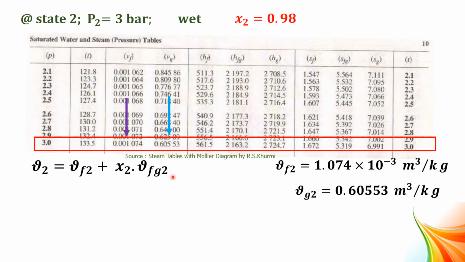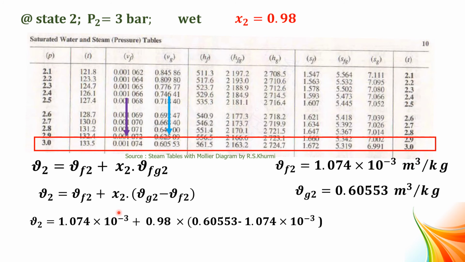So in the formula we have the value of Vfg. Vfg value is not directly given in the steam table. So we know Vfg equals Vg minus Vf. Now substituting the values of X2, Vf2 and Vg2 in this equation, we get V2 equal to 0.59344 meter cube per kilogram. Now we have to substitute the values obtained from the steam table in the formulas.